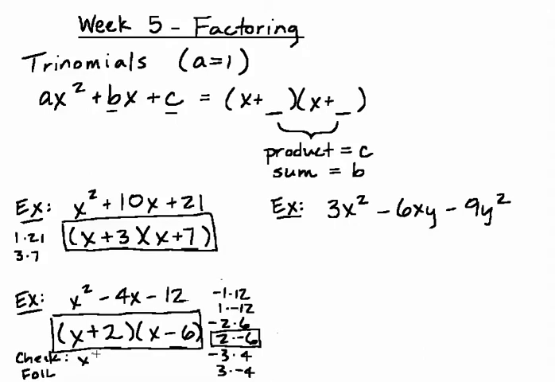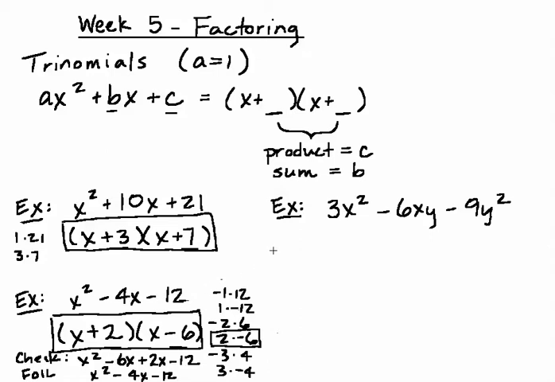So x times x is x squared. X times negative 6 is negative 6x. 2 times x is a positive 2x. And 2 times negative 6 is negative 12. And when we combine our like terms, we do get x squared minus 4x minus 12. So that's our correct answer. If we got anything else, we would want to go back and try again. We had the wrong numbers. We'd want to go back and try again.